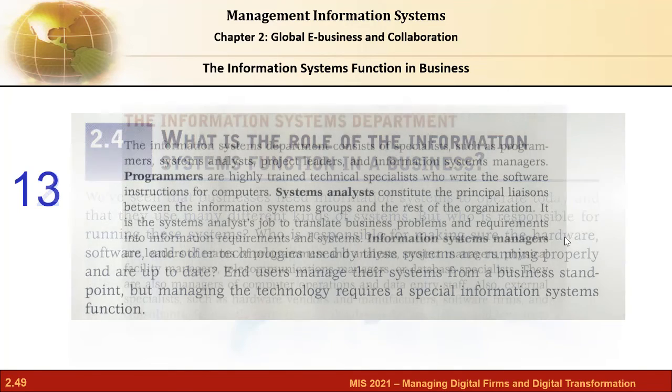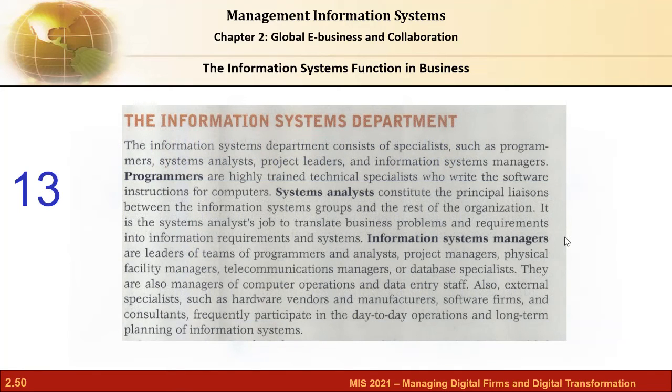So we will look at the information system department, not just the information technology department, right? Information technology infrastructure is clear: software, hardware, data, and network. But the information system department has a wider range of jobs, a wider range of functions. So the information system department consists of specialists such as programmers, but now they have more functions like system analysts, project leaders, and information system managers.